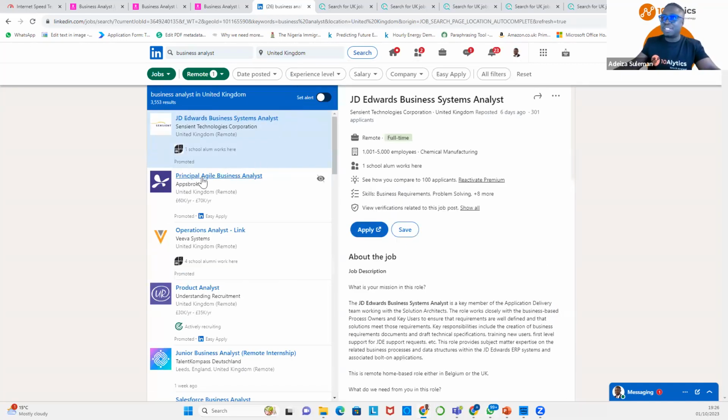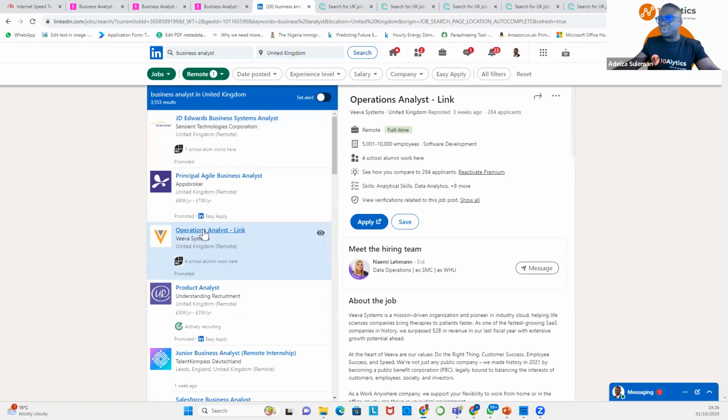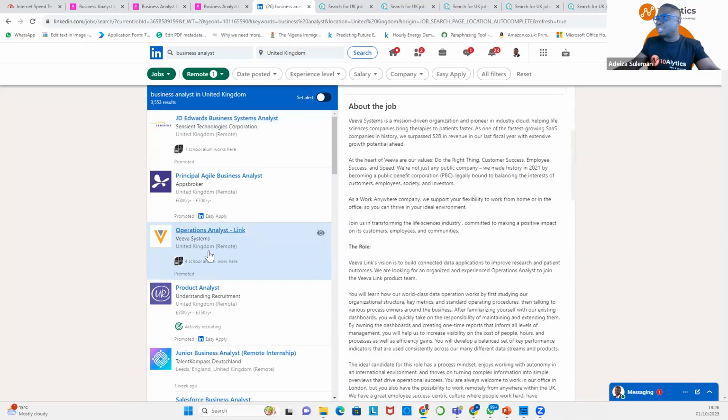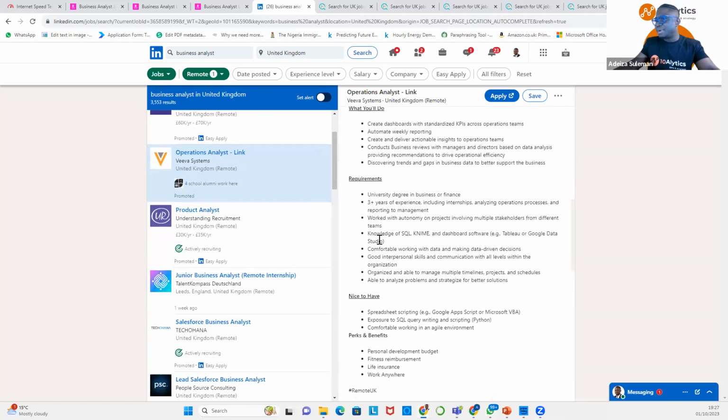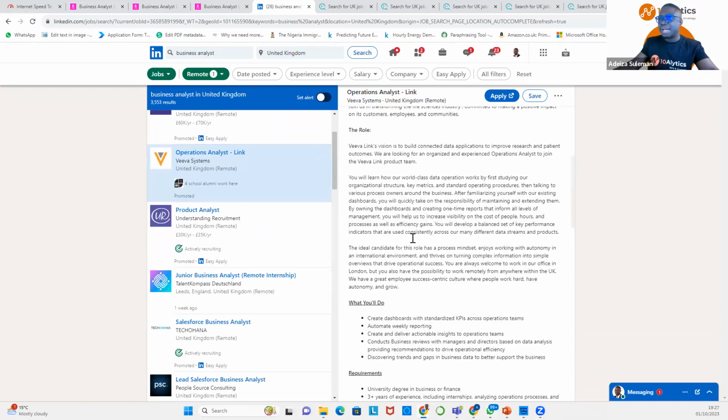You can see this title: Principal Agile Business Analyst, Operations Analyst. This is a role that ordinarily as a business analyst you might not apply to. But what you have to do is come and check the requirements. What do you need for this particular job? Can you apply to this job? Once you check the requirements, if you can apply to it, absolutely, you go ahead and apply.